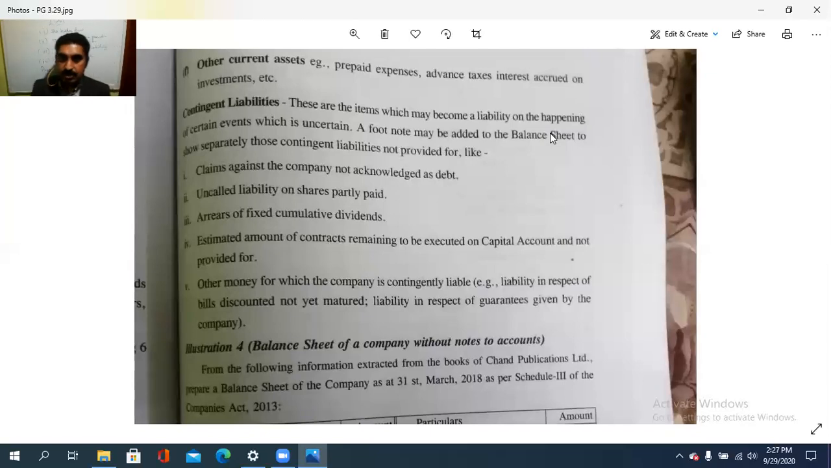So these are the items which may become a liability on the happening of certain events which is uncertain. A footnote may be added to the balance sheet to show separately those contingent liabilities that are not provided for, like the claims against the company not acknowledged as debt.